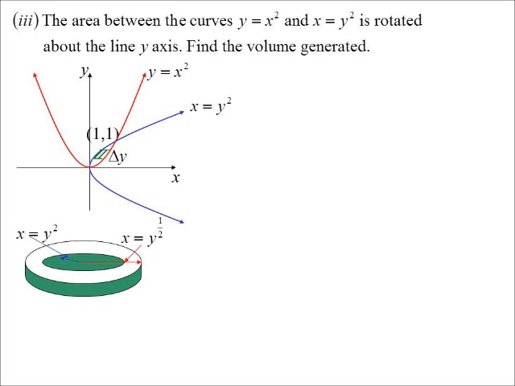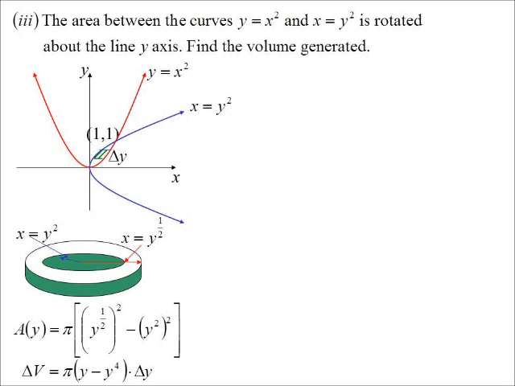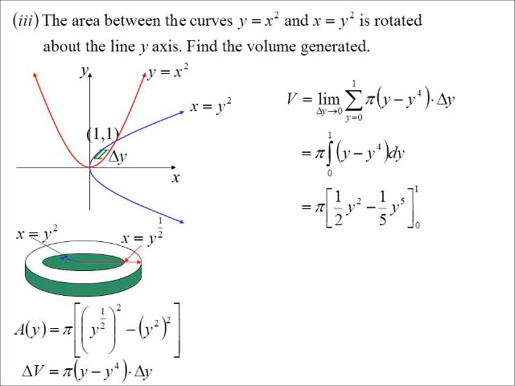The inside radius, which is my blue curve, it's x equals y squared. And so the actual area of that cross-section would be pi times the big radius squared minus the little radius squared. And I come up with a new function for volume, delta V, pi times y minus y to the 4 delta y. And so I'm going from 0 to 1, just that small little section in between the two curves. So let's integrate that, add 1 to the power over the power, and we come up with our answer.